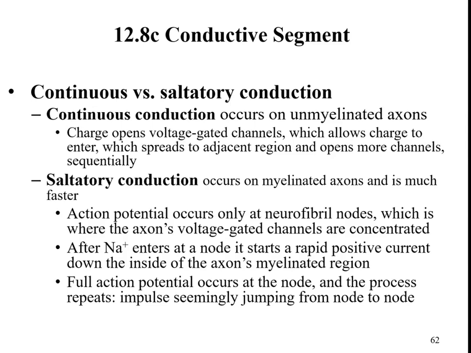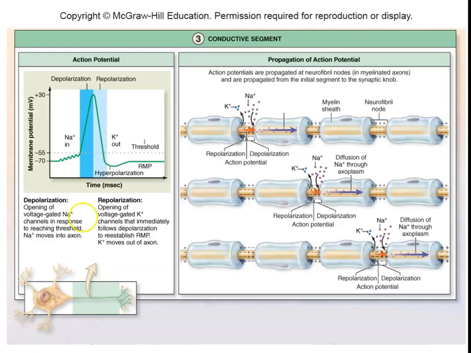So what happens is an action potential is only going to occur at the neurofibril nodes. And this is where the axon's voltage-gated channels are concentrated. So after sodium enters at a node, it's going to start a rapid positive current down the inside of the axon's myelinated region. And the full action potential occurs at the node, and the process repeats. The impulse seems to jump from node to node, and I'll show you what I mean right here.